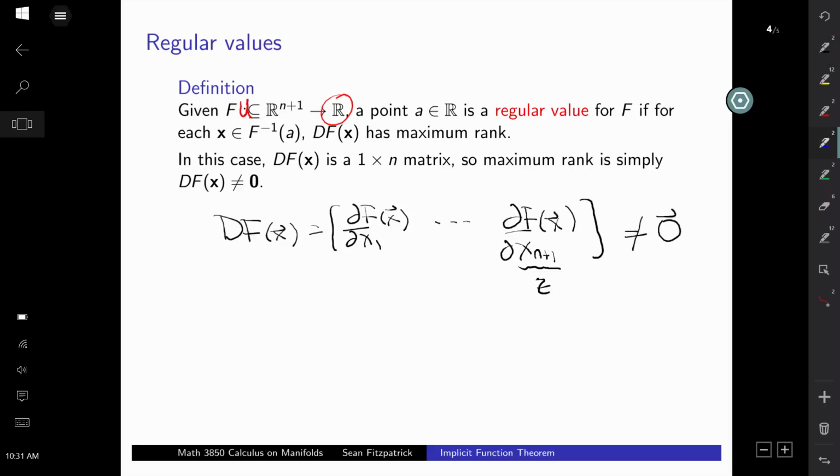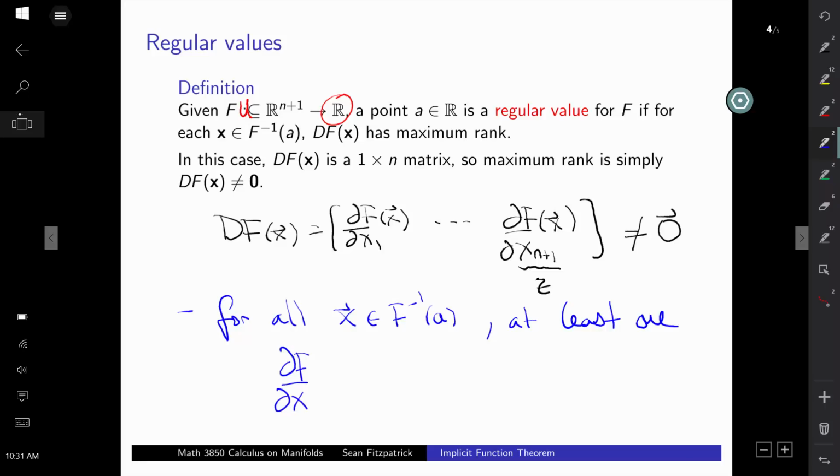So what this is telling us here is that for every point x in the pre-image, at least one of the partial derivatives is non-zero, and so that means near that point you can solve for that variable, that xi variable, in terms of the remaining ones using the implicit function theorem, right? So basically the implicit function theorem could be reread this way.